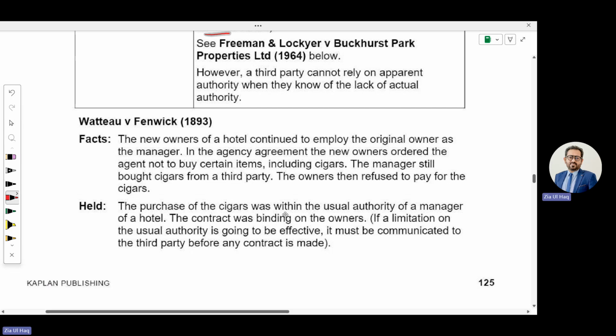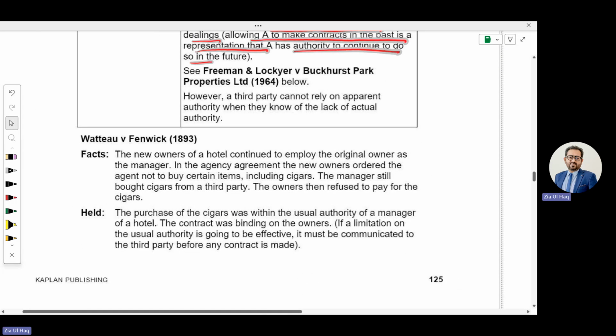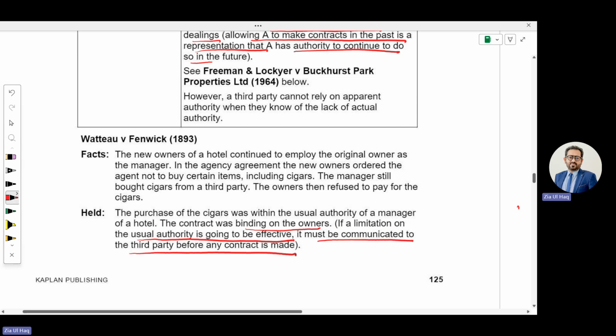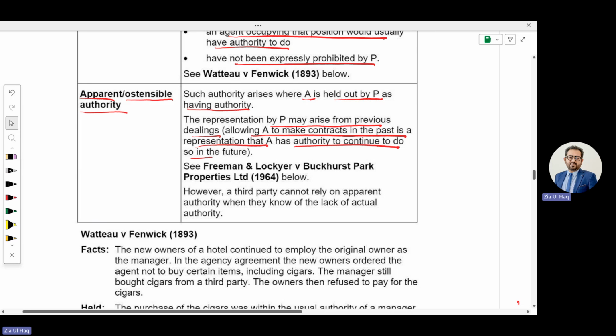The purchase of the cigar was within the usual authority of a manager because that was given to him previously. The contract was binding on the owner. If a limitation on the usual authority is going to be effective, it must be communicated to the third party before any contract is made. What is apparent or ostensible authority, that is stated already.